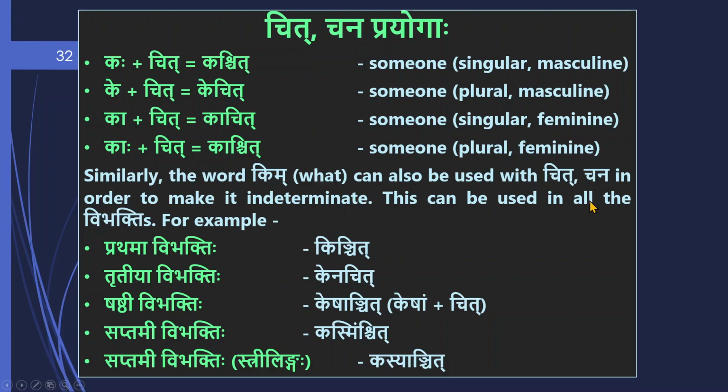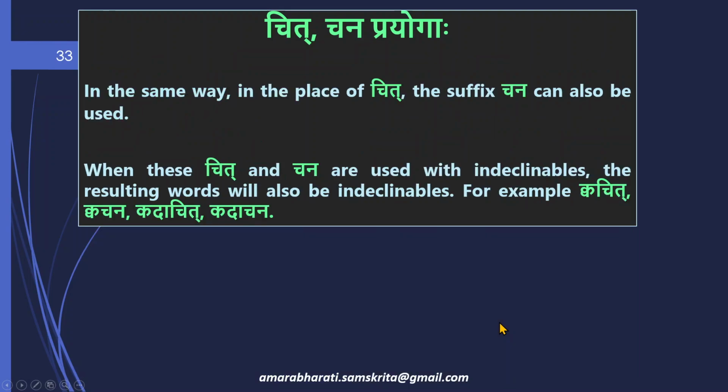This can be used in all the vibhaktis. For example, Prathama vibhakti kinchit, Tritiya vibhakti kenachit, Shashti vibhakti keshanchit, kesham plus chit, Saptami vibhakti kasminschit, Saptami vibhakti strilinga prayoga kasyanchit. We go further.